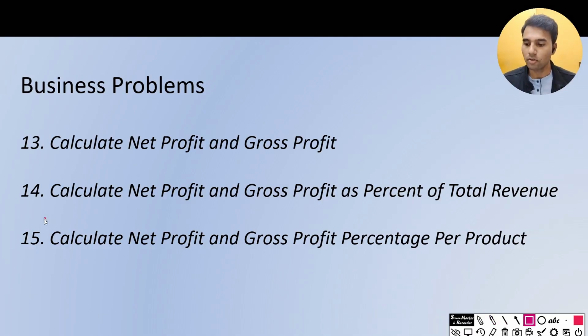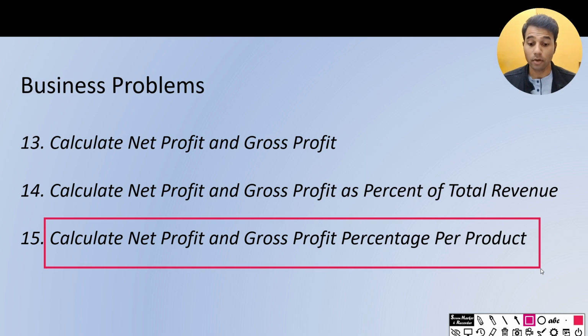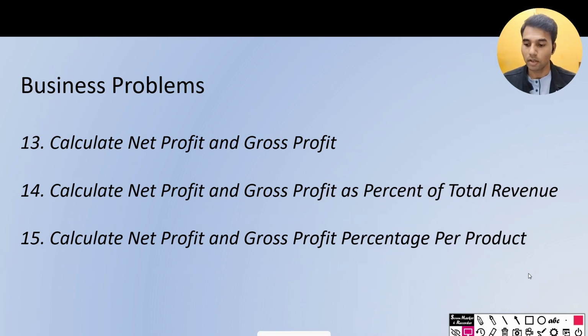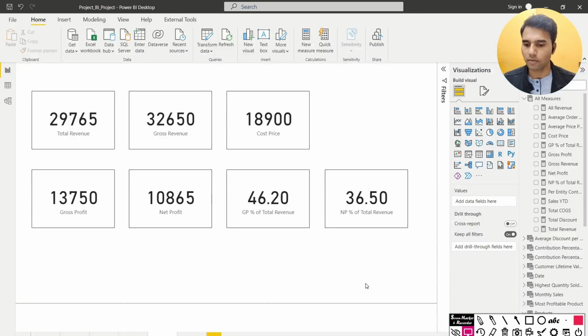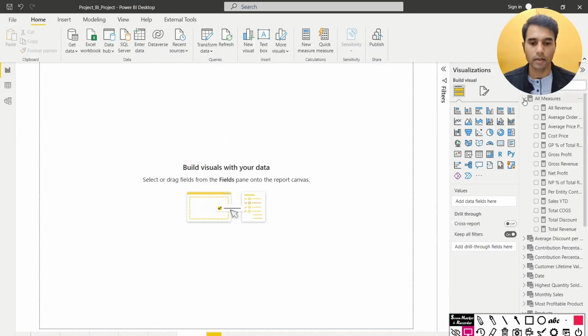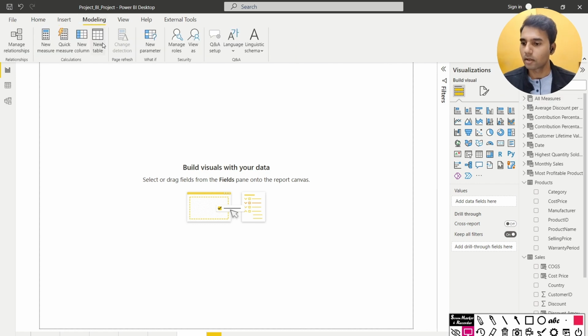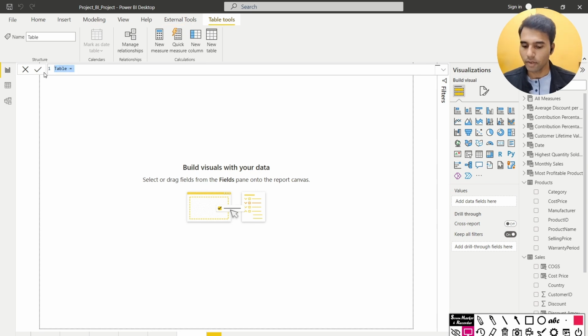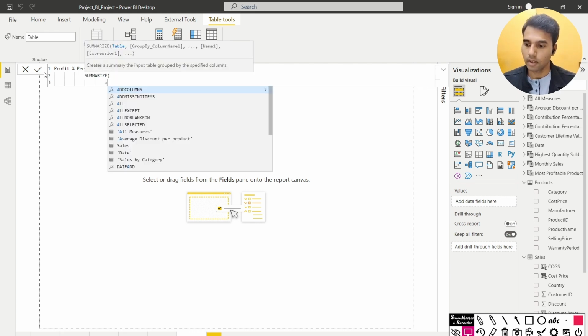And the third part is to calculate net profit and gross profit percentage per product. So we can use the summarize function for this. So let's take a new page and let's create a new table. And we'll call it profit percentage per product is equal to summarize sales.